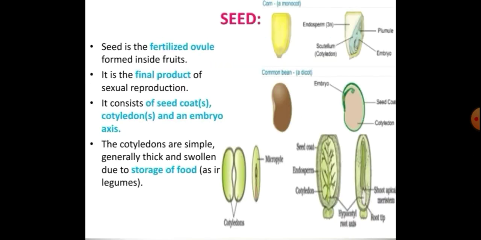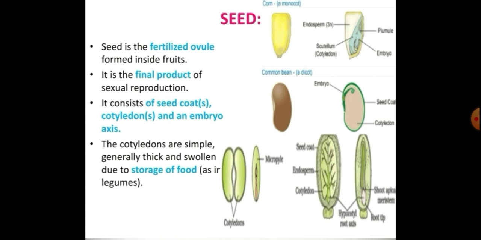So what is a seed? To tell you the definition of a seed, it is the fertilized ovule formed inside fruits. You will be studying in the next part what a fruit is, and what part of a plant will give rise to the fruit. You know that the matured ovary after fertilization will give rise to the fruit. So inside this fruit there is a fertilized ovule. The ovule after fertilization is called a seed.